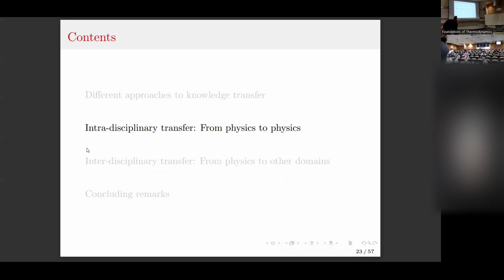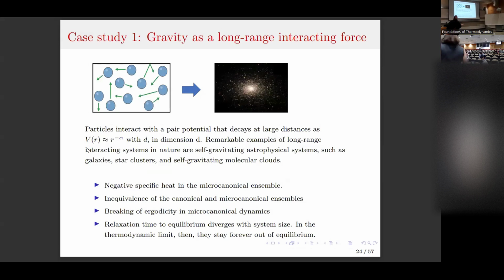So now let us examine some important cases of transfer of statistical mechanics to other domains. And I will start by discussing certain examples of intradisciplinary transfer. This is when we go from some areas of physics to other areas of physics. So the first example that I mentioned before was the application of statistical mechanics and thermodynamics to long-range interacting systems.